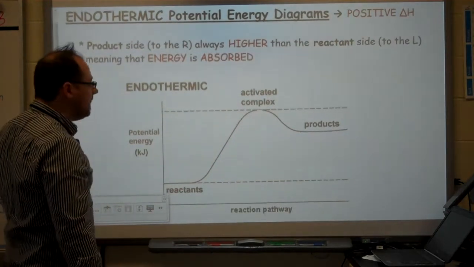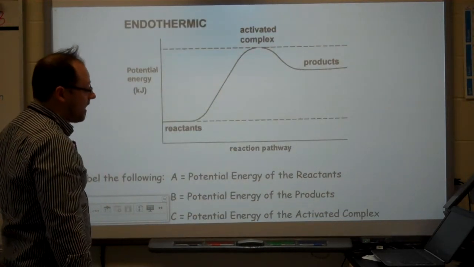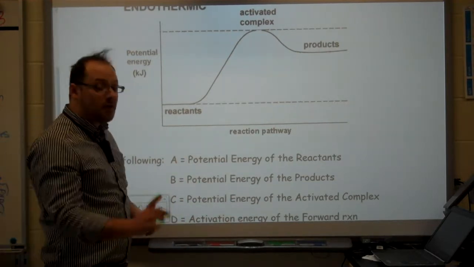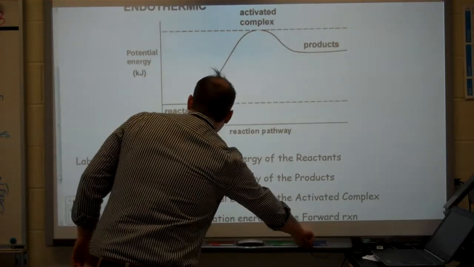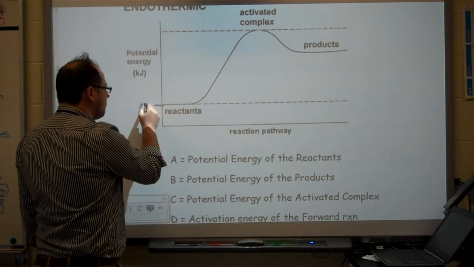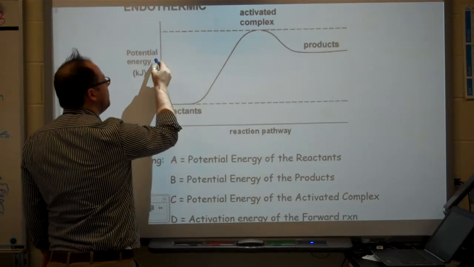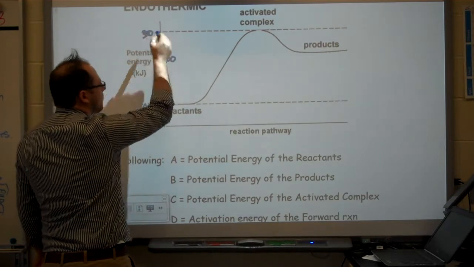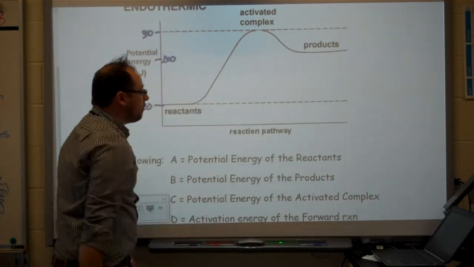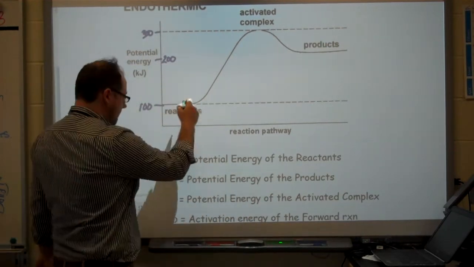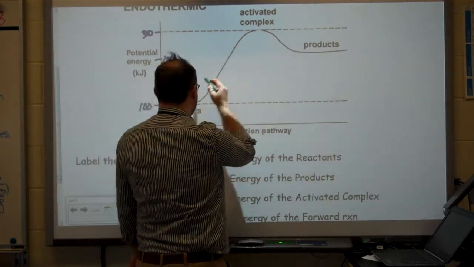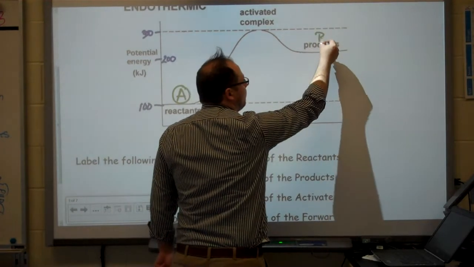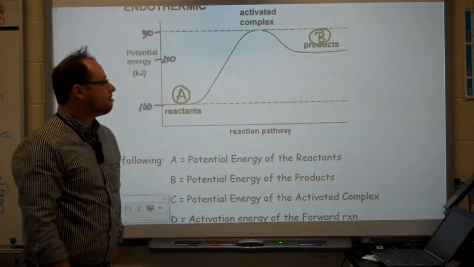Now, we need to label some parts of this reaction diagram. Potential energy of reactants, potential energy of the products are the first things that we need to label. Sometimes you'll see numbers here. I'm going to just write in a couple for ease sake. So, potential energy of the products and the reactants. The reactants are the A, right over here on that side, and the products are the B on the right-hand side.